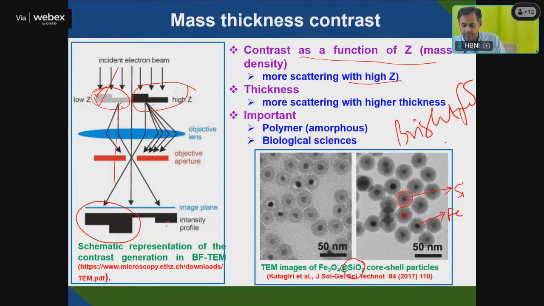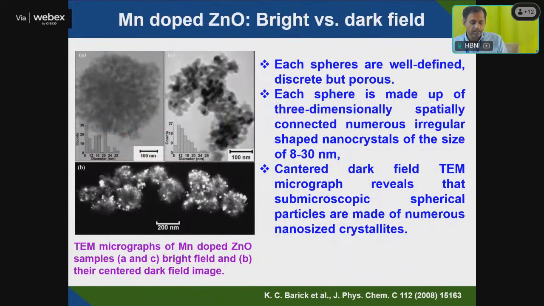Similarly, in the dark field you can see white patches. This is a bright field image: the samples look dark and your background is bright. But here the background is dark and there are bright spots. These bright spots are nothing but grains.